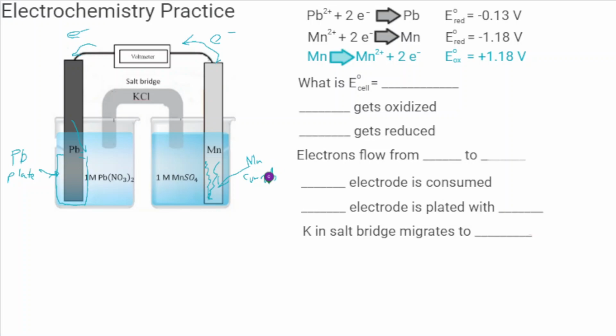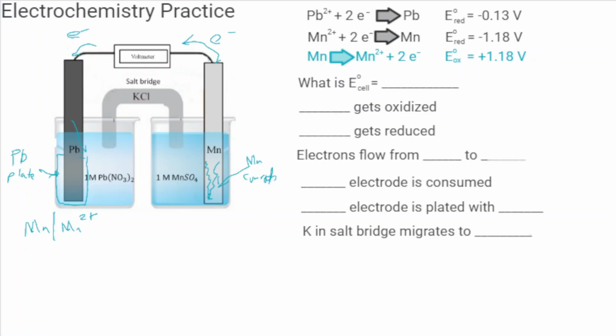One of the other things we can look at is we can write out what our cell notation would be for this. We're going to start with where our electrons are starting from. We're going to follow the path of the electrons, and so we start off with our manganese. Then we go through a phase change, going from solid to liquid, so we draw a single line. Then we go to our manganese 2 plus, or if you want to put manganese sulfate, either way is fine.